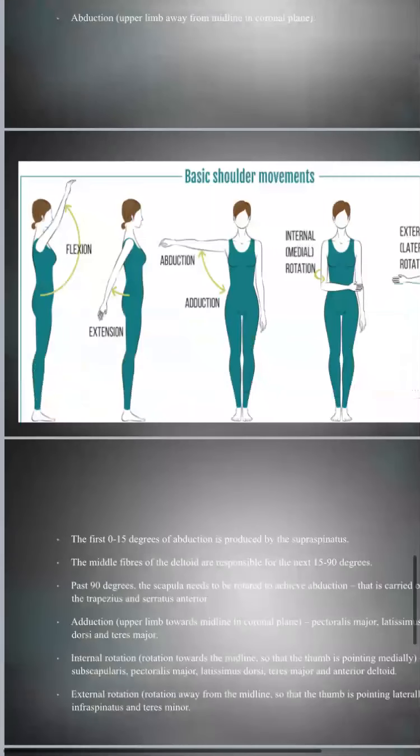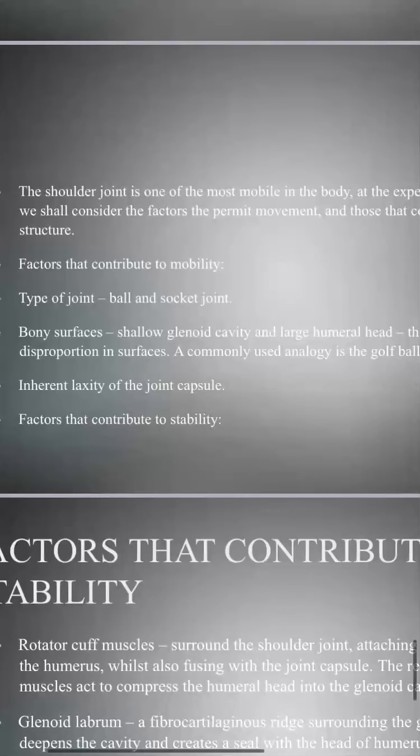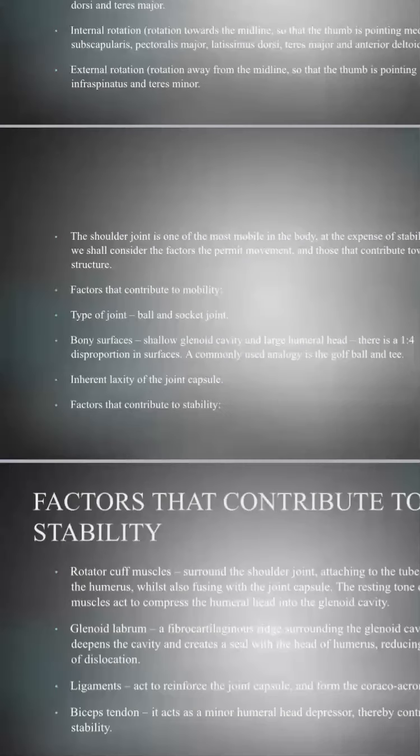Next, the factors that contribute to the mobility of the joint. We already know that it is a ball and socket joint, so the type of the joint itself is helpful; because it is a ball and socket joint, it is very mobile. Next, bony surfaces. We already explained that the two articular surfaces are the head of the humerus and the glenoid fossa.